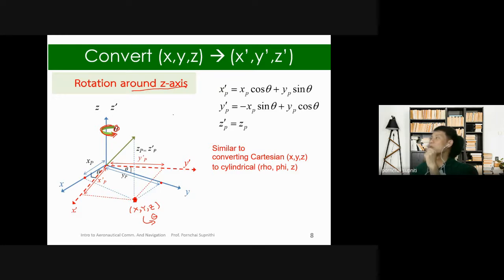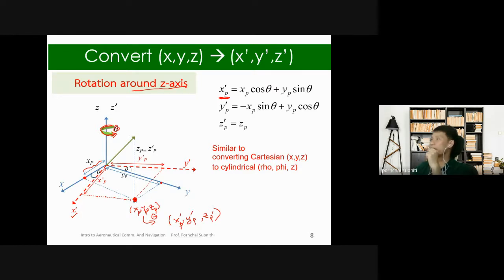Well, we can compute the new position in the new coordinate, like xp prime. If initially the position is here, and we draw a straight line to the x-axis, we get this size, xp. I mean, if initially it is xp, yp, and zp, after the axis rotation of theta, what are the new xp prime, yp prime, and zp prime? We are still at the same place, but now we have to map it to the new axis, which is x prime. So if we draw these red lines, this is xp prime.